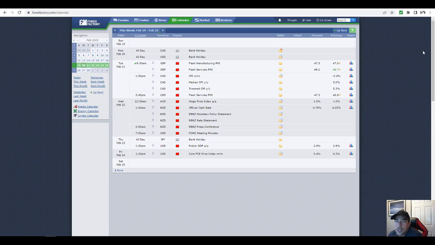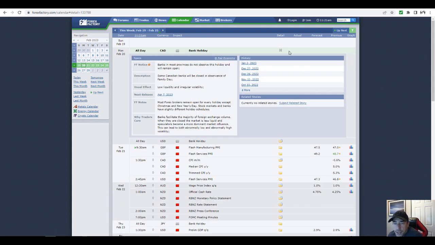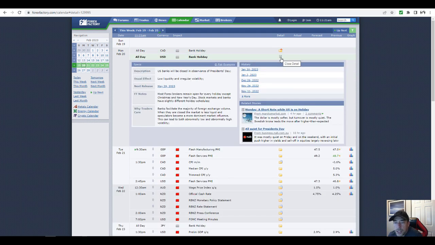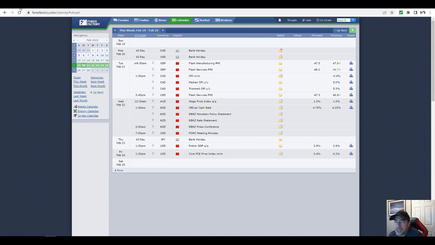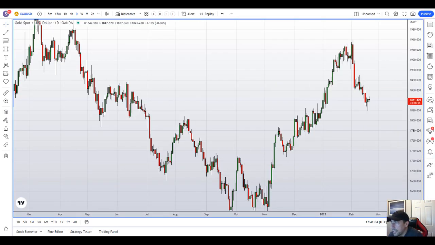Just to show you this. So yeah, bank holiday, Canada, USA. Canadian banks will be closed in observance of Family Day. Okie dokie. And in America, it's President's Day. So yeah, it has been a little bit quiet today. Very, very noticeable that the US side of the market is missing. So not a lot has gone on today.